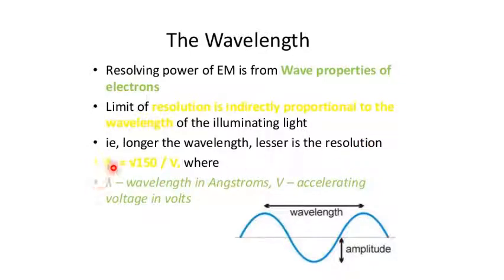Here is the equation. Lambda is equal to the square root of 150 divided by V, where lambda is the wavelength in angstrom and V is the accelerating voltage in volts. This diagram shows the difference between wavelength and amplitude.